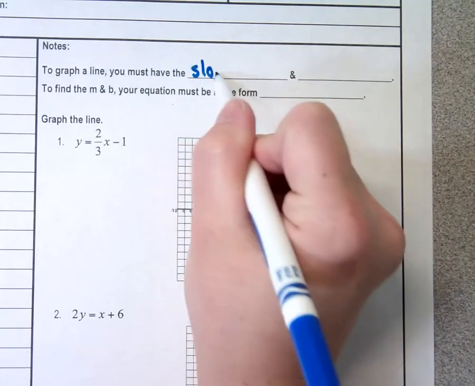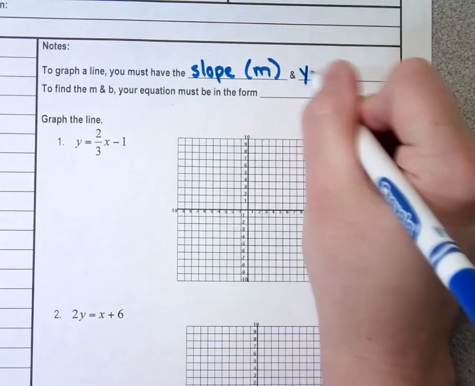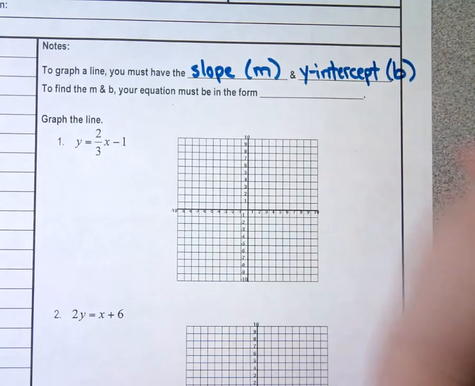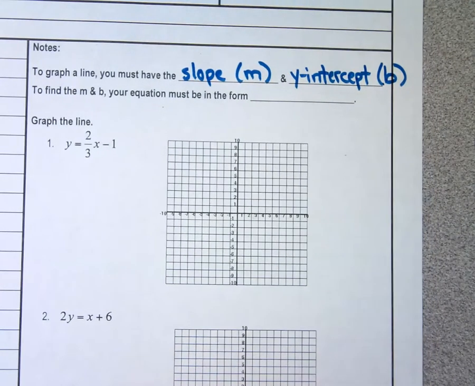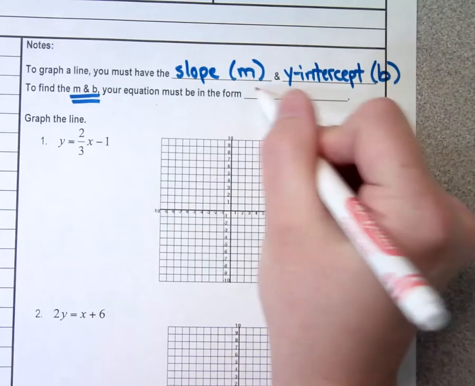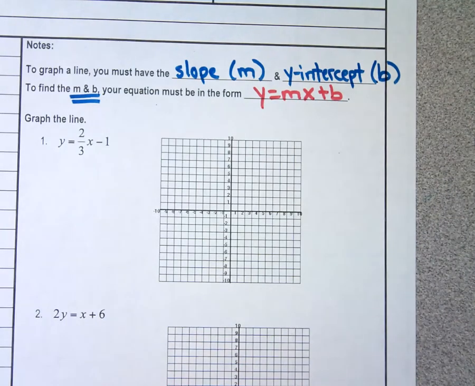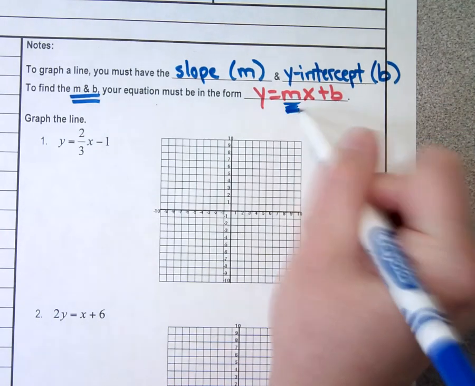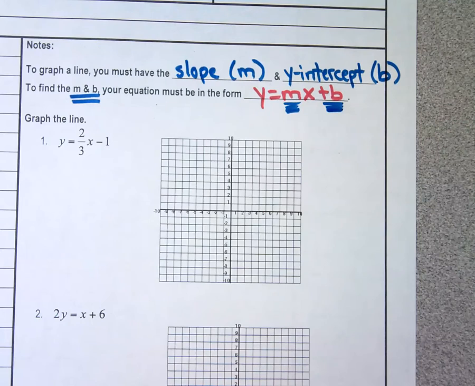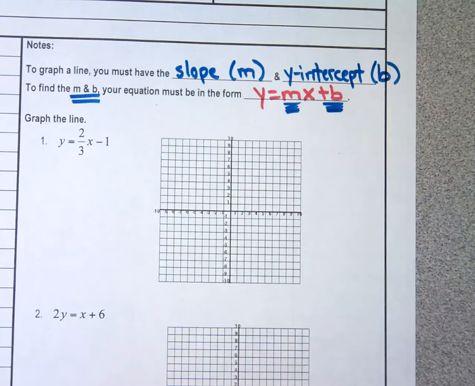slope, which is the m, and I have to know the y-intercept, which is the b. Now, in order to find the m and the b, my equation needs to be in slope-intercept form. Y equals mx plus b. As long as my equation's in slope-intercept form, the slope will be in front of the x, smushed with it, and the b will be the number that's not smushed with the x. So I need my equations to be in slope-intercept form, and then I'll know what the slope is, I'll know what the y-intercept is, and I'll be ready to graph.